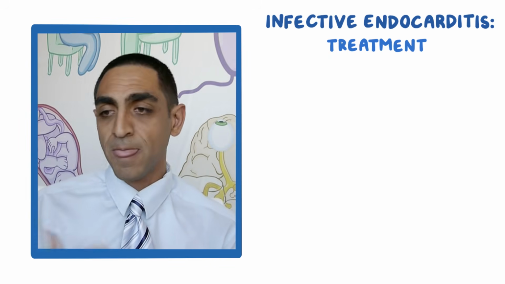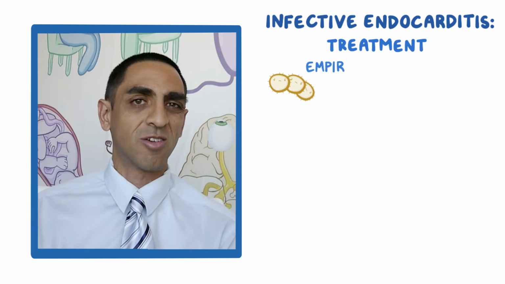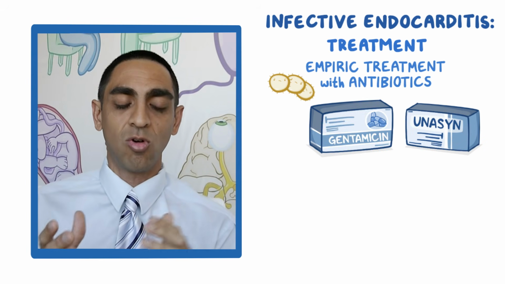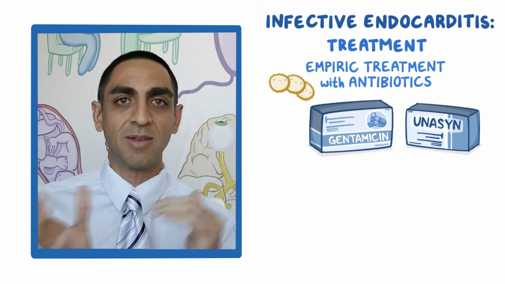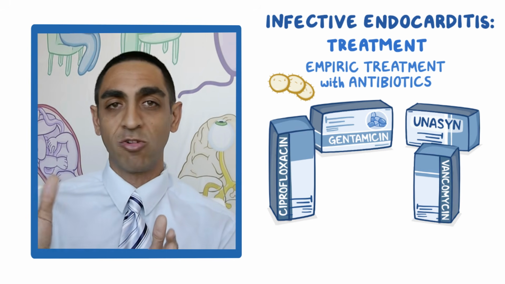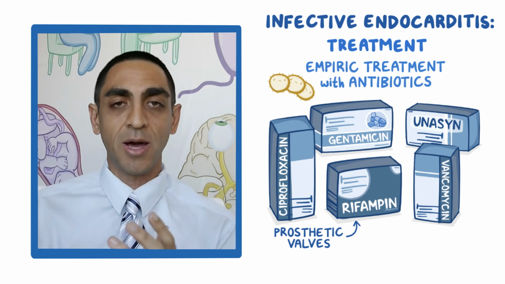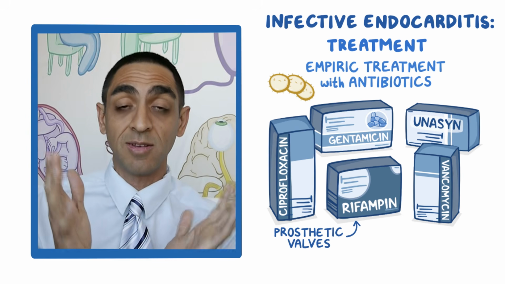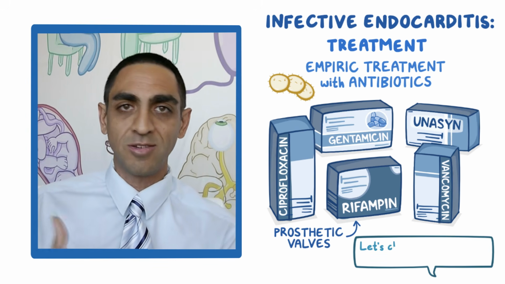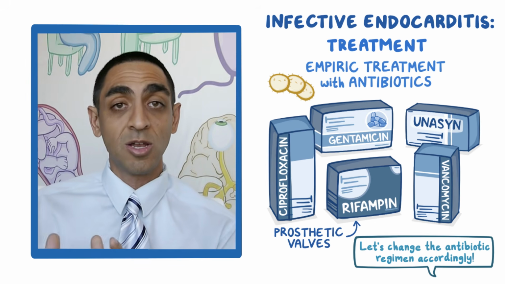And then treatment, classically, it's going to be bacterial, right? So it's going to be empiric treatment with antibiotics, specifically something like Unasyn and Gent, or if you're thinking about vancomycin, it might be Vanc, Gent, and Cipro, or sometimes rifampin is added on, especially around prosthetic valves. So it's going to be some combination of those antibiotics, and usually that's just for a few days until you actually get a culture back. Once you see the culture and the susceptibilities, you can change the antibiotic regimen accordingly. That's all well and good.